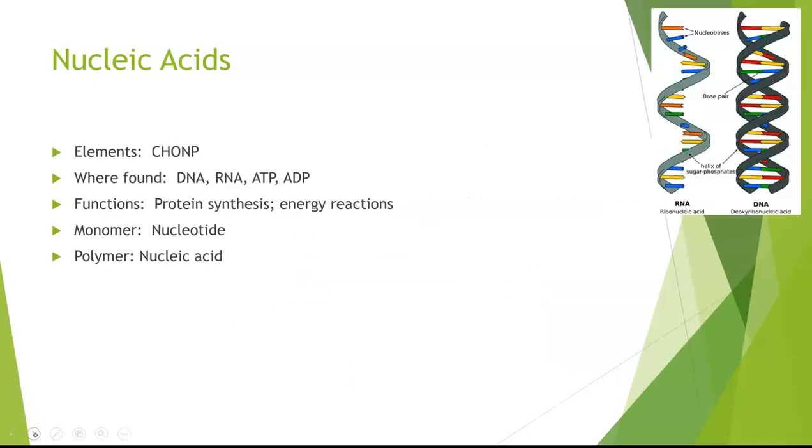Our last macromolecule are nucleic acids. They have carbon, hydrogen, oxygen, nitrogen, and they have phosphates involved. We've talked about these quite a bit previously. DNA, RNA are the primary examples. We also have some other molecules that are involved with energy, like ATP. The monomer is a nucleotide, and the polymer is a nucleic acid.